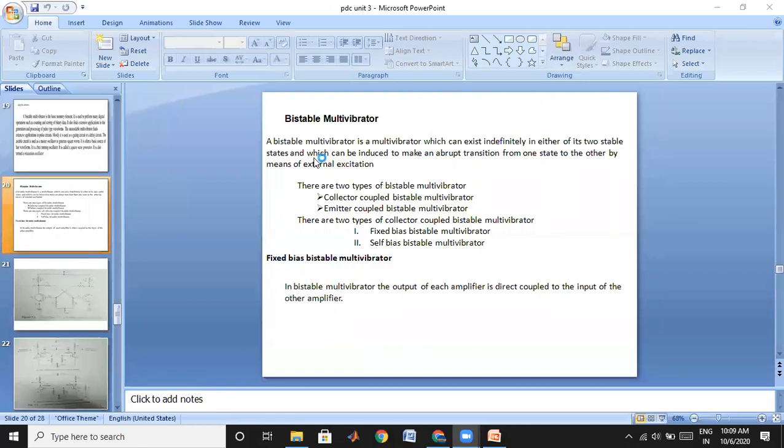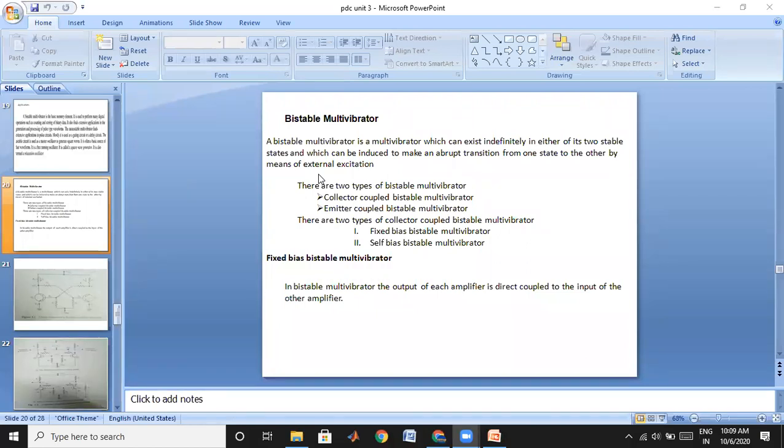We require a little bit of concentration. If we concentrate a little bit, then these concepts will be very easy. Therefore, coming to the bistable multivibrator, as we discussed, the bistable multivibrator consists of two stable states.